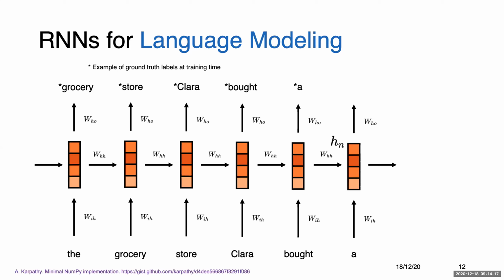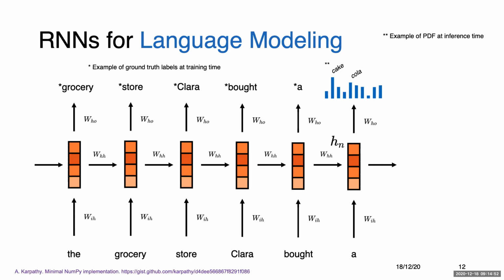So the next word is the output ground truth label at training time. Then at inference time, when we have produced, let's say, the grocery store, the grocery store Clara bought a, and we are asking for a word as output of the recurrent neural network, the RNN is just going to produce a probability density function across all the words that are in our vocabulary.